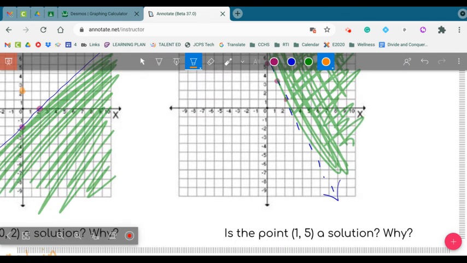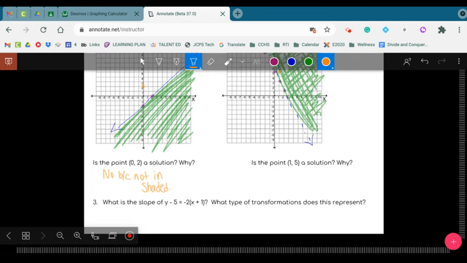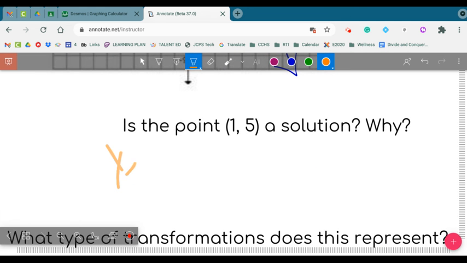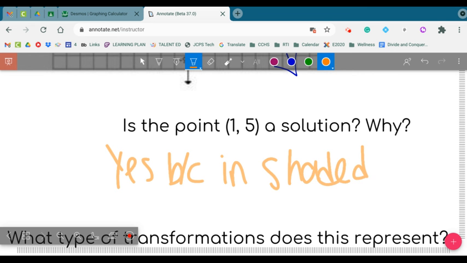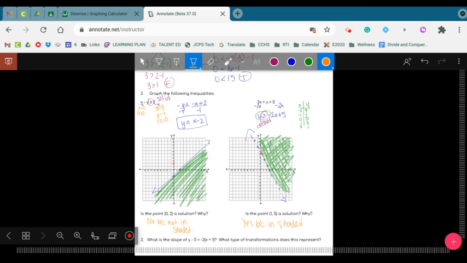Next one is 1, 5, a solution. So go over 1, up 5. That is in the shaded region. So yes, because it's in the shaded. So it's a solution if it's in the shaded. If it's not in the shaded, it's not a solution. So sorry about number 2, that first one, you guys. Sorry I goofed on that one.